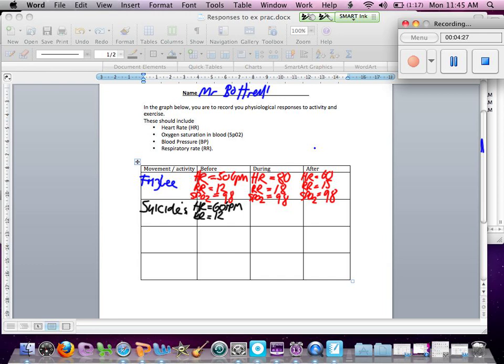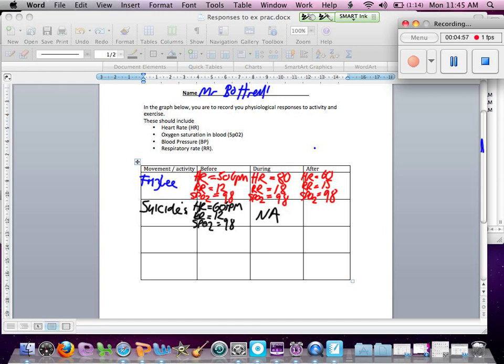I haven't done anything. I'm just getting told the rules. I'm getting told what I've got to do. We start doing the activity. We're doing the suicides, running back and forth. Can I measure my results during the activity? No. I can't stop and take my respiratory rate and my heart rate. Not applicable. In other words, it doesn't matter because I can't do it. I'm doing suicides. I can't stop and do these things. So I've got to wait until after the activity.